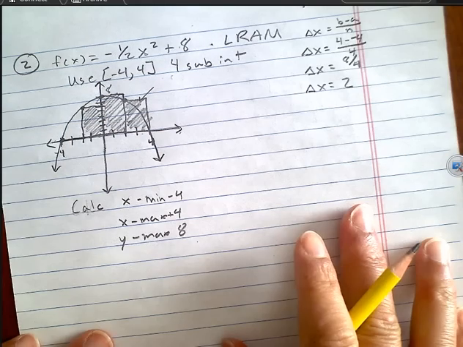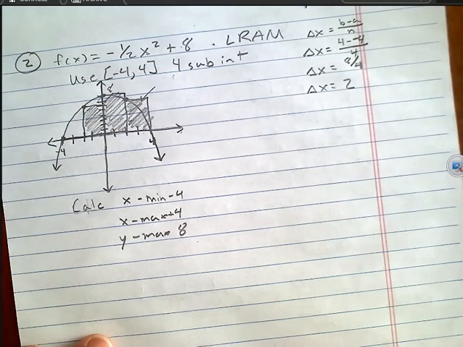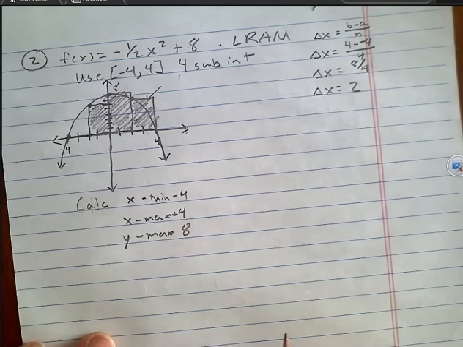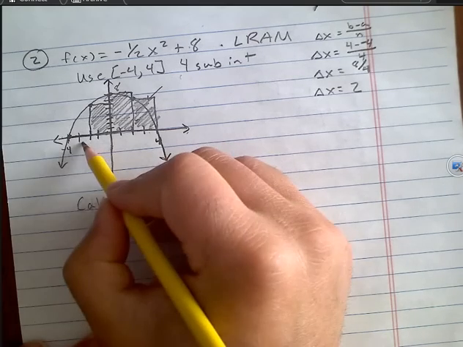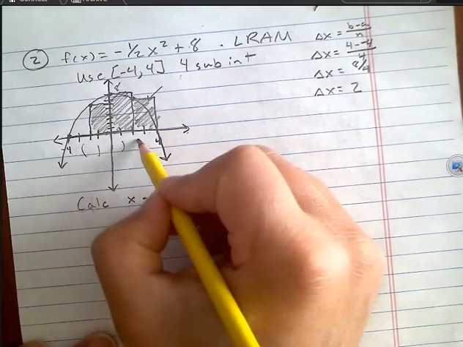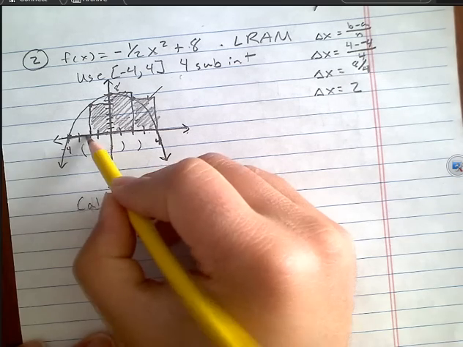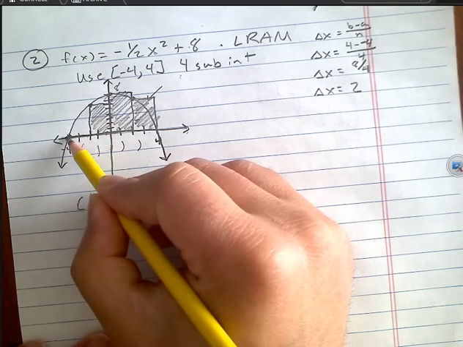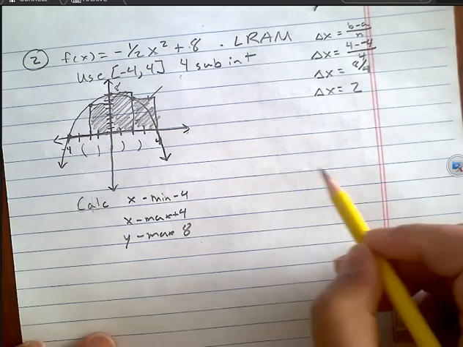Okay, so there we go. That's all we got. And so you got these 4 rectangles. One of them doesn't go anywhere because the left endpoint's at 0. Alright, so let's go ahead and calculate it.